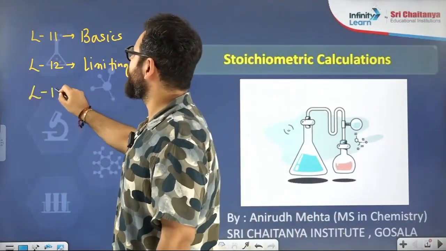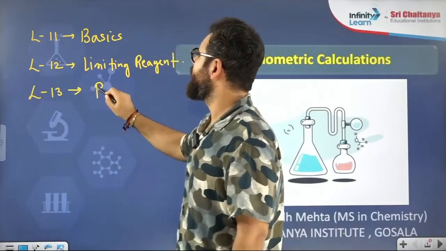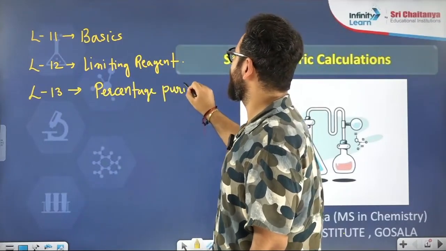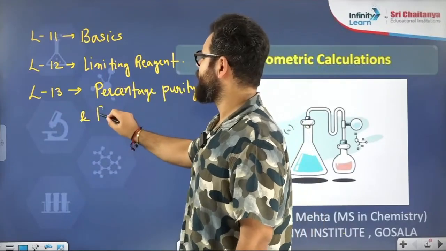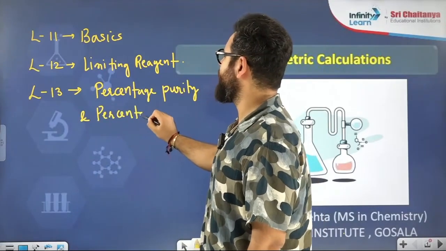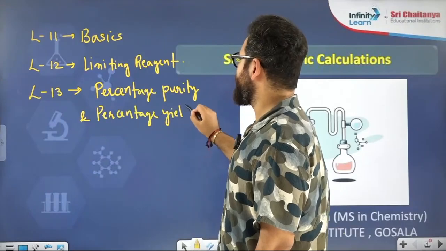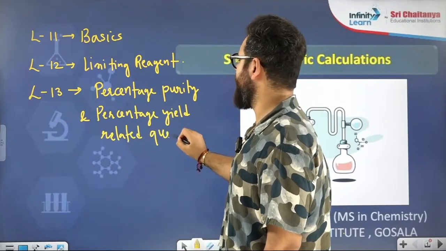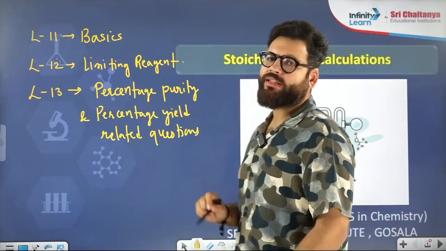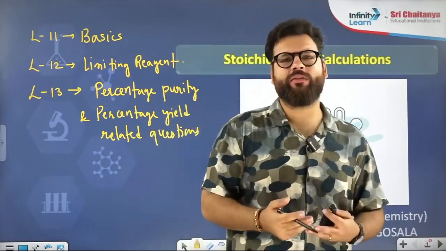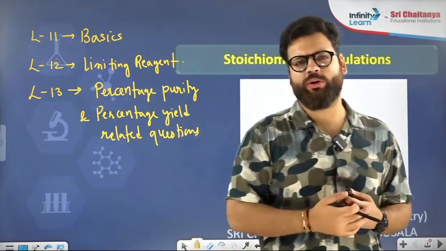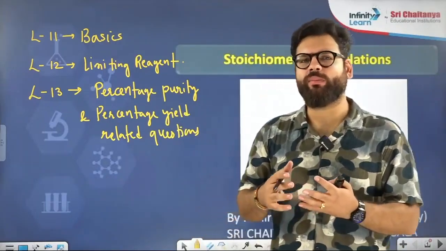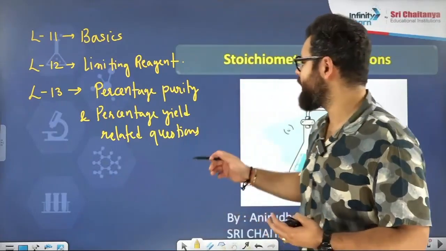Today is lecture 13, and we are going to discuss percentage purity and percentage yield related questions. That means if sometimes the reactant we are using is not 100% pure, how do you find the product? Or sometimes the reaction is not able to complete properly, which is percentage yield related.